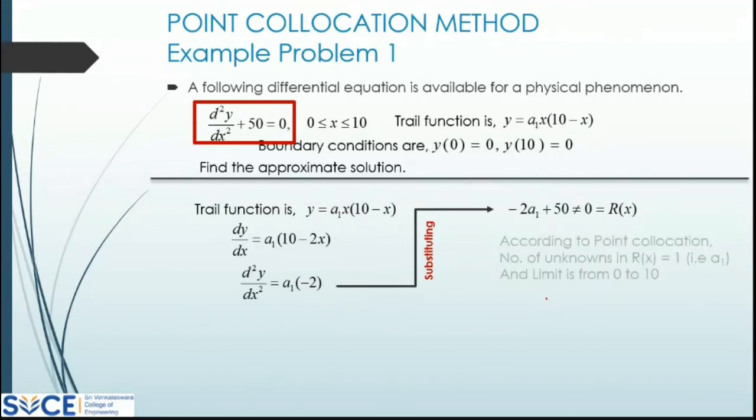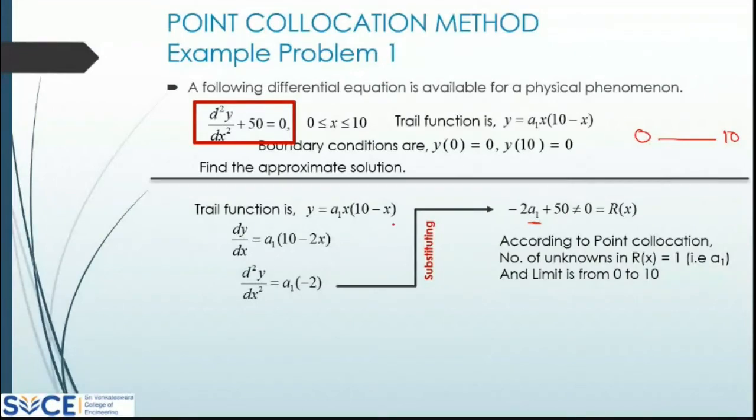Okay. So according to point collocation, look at how many constants you have. You have only one constant here. Which means in between 0 to 10, you have to take only one point. If you have two constants here, I have to take 2 points. It depends on the number of constants. So since you have only one constant, a1, I have to take 1 point in between 0 to 10.